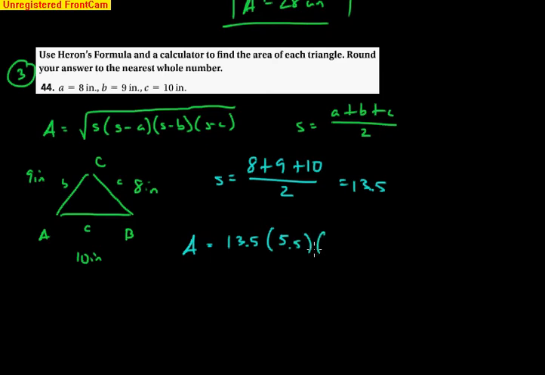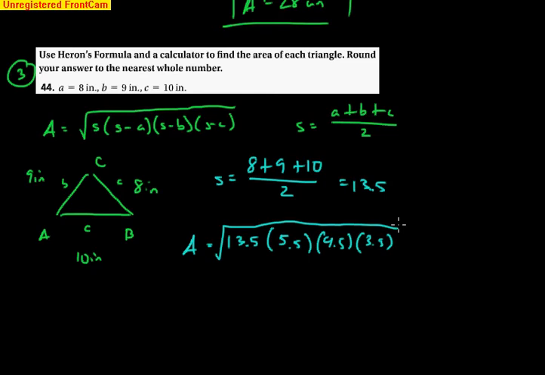13.5 minus B, and B is 9. 4.5. 13.5 minus C, and C is 10. 3.5. And that is what I'm going to type. Oh, it's terrible. That's what I'm going to type in my calculator to get my area.